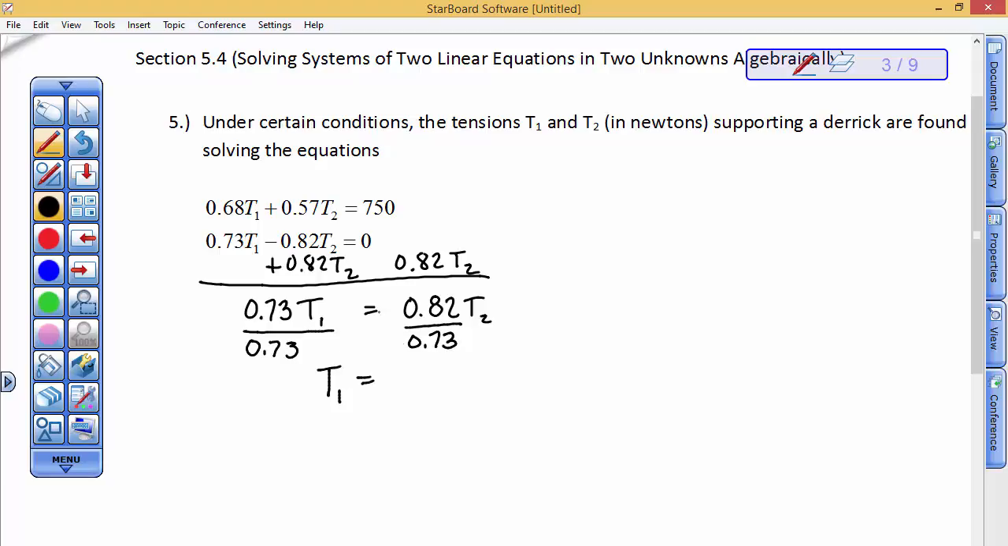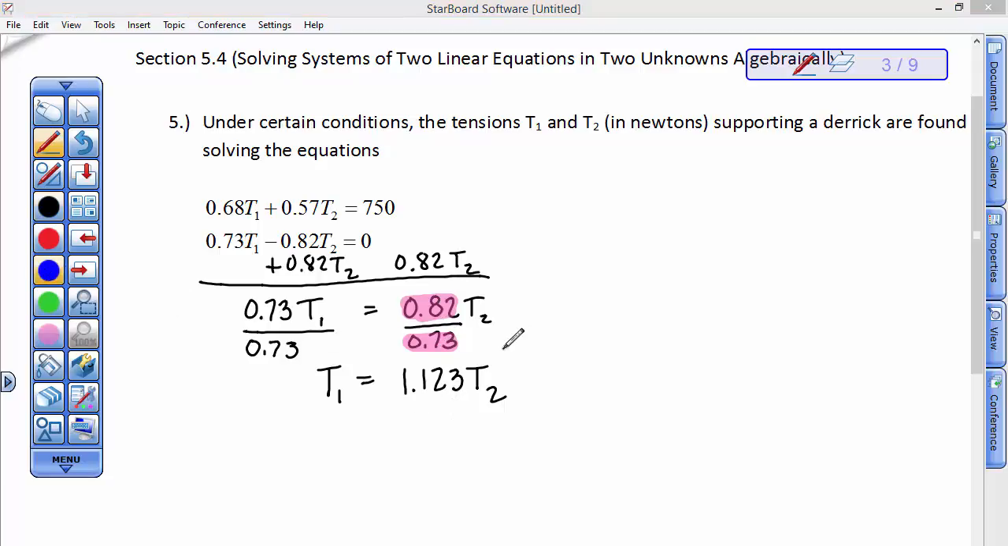And when I take my calculator and take 0.82 and divide it by 0.73, I get 1.123. So check that out. Make sure you get that. It's just the division process. Put this in first, divided by that number.